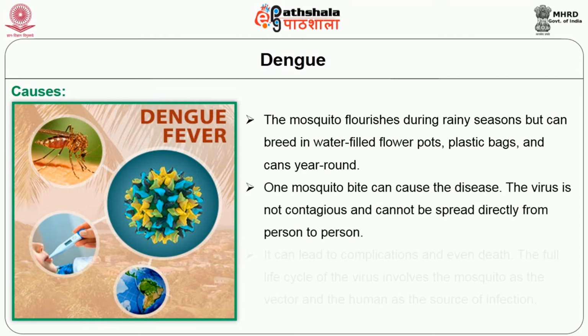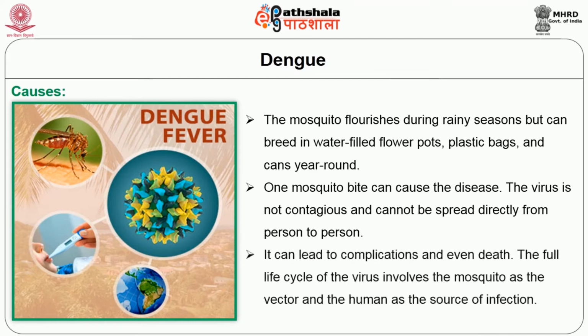The virus is not contagious and cannot be spread directly from person to person. If untreated, it can lead to complications and even death. The full life cycle of the virus involves the mosquito as the vector and the human as the source of infection.